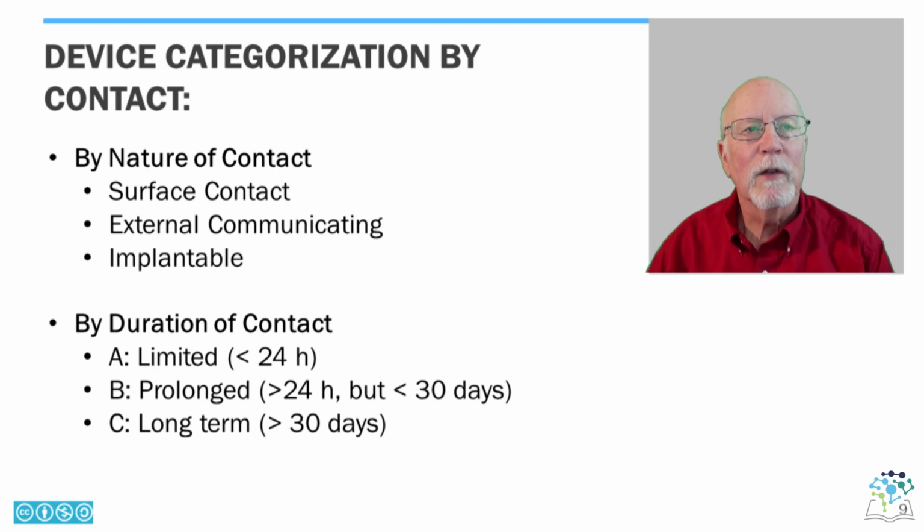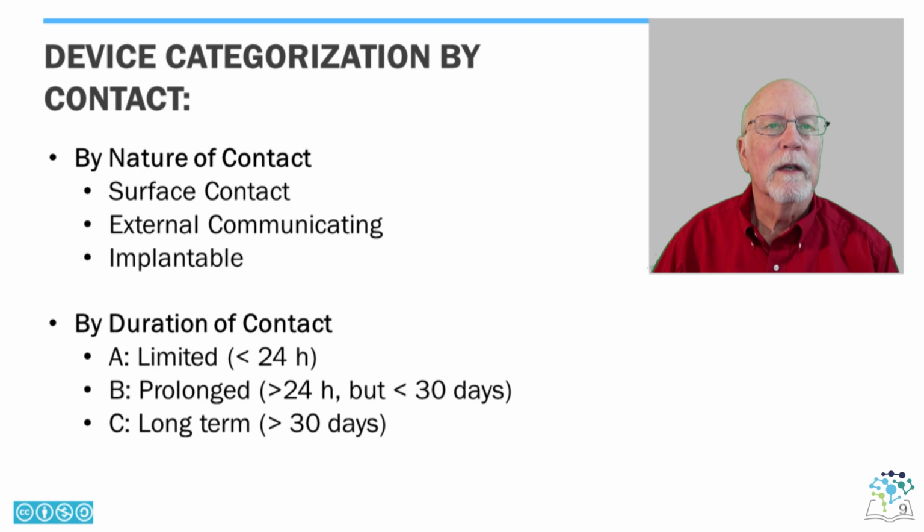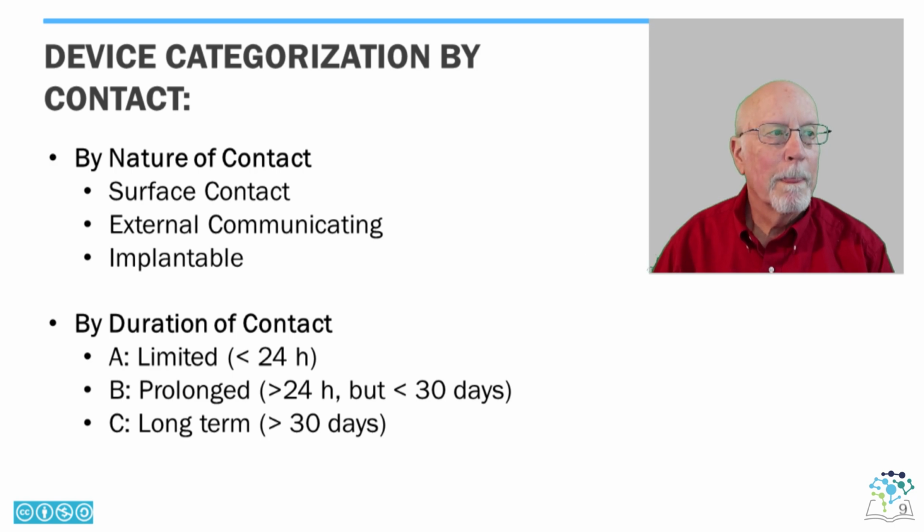External communicating devices would function as a catheter in the cardiovascular area or a neurotransmitter with externalized leads. Finally, we'll have implantable devices such as coronary stents, spinal stimulating leads, or deep brain stimulating electrodes. Devices are also characterized by the duration of contact. These categories are straightforward depending upon the nature of use, as limited, prolonged, or when greater than 30 days, they're denoted as permanent.